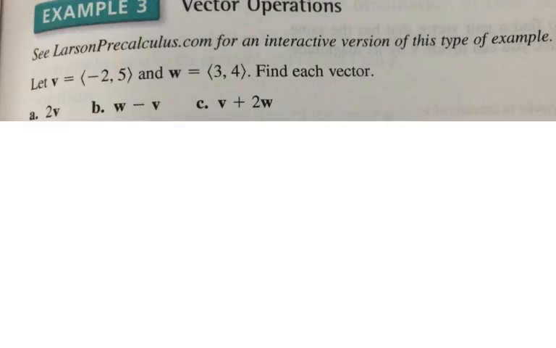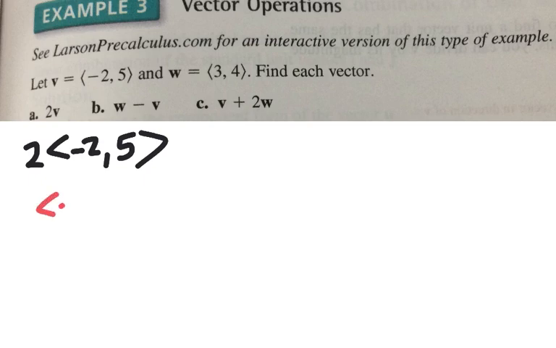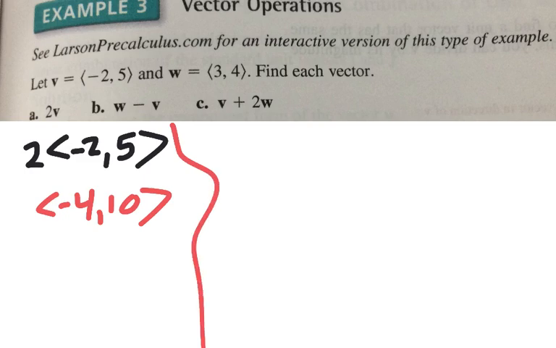Okay, so I've got two vectors, and they give me their component form. v is -2, 5. w is 3, 4. I've got to find each vector. First it tells me to find 2 times v. So this is a scalar multiplication. So I'm going to take 2 and multiply it by v, which means I'm going to distribute it. That's going to give me -4 and 10. So a part is the vector -4, 10.